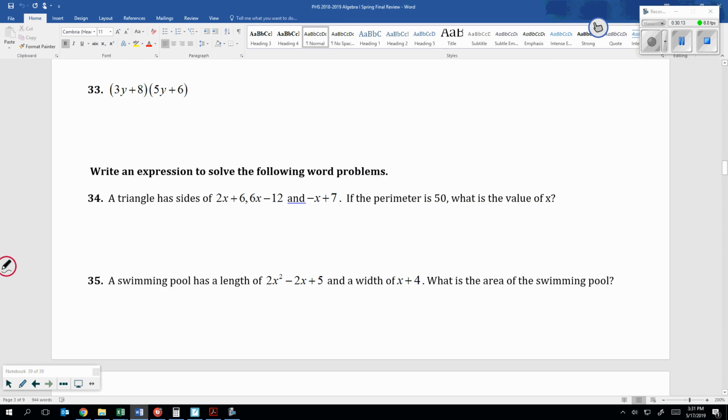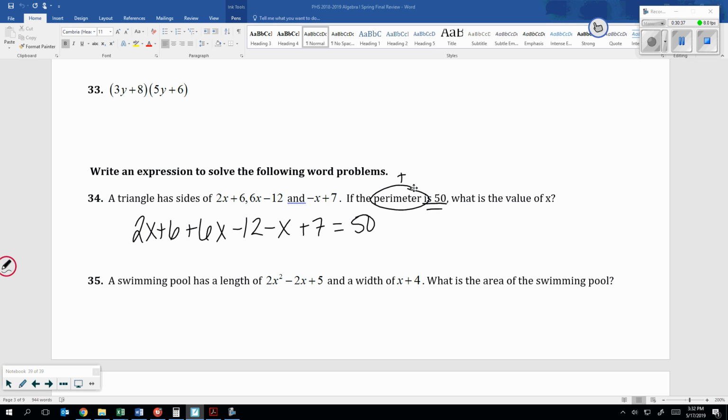Okay, 34. So with this, again, perimeter, you've got to know what that means. So we're going to be adding all of our sides together. We're going to add the first side, 2x plus 6, to our second side, a positive 6x minus 12, and add it to our last side, which is a minus x plus 7. And that's going to equal, because "is" means equal, 50.